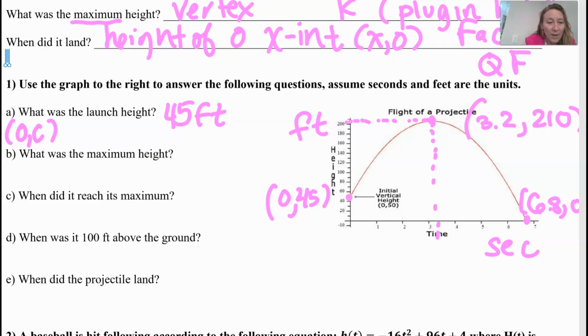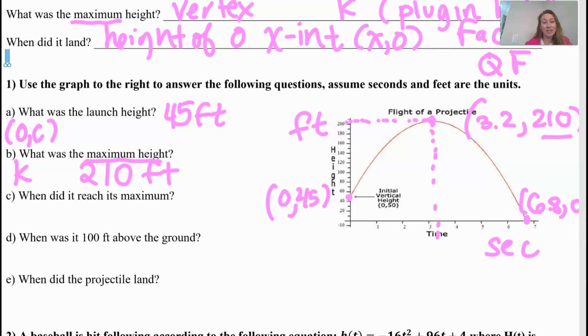Then we ask, what was the maximum height? So the maximum height, we're talking about the k value here. And so when I look at the vertex, it's the y value of the vertex, so I would say 210 feet.